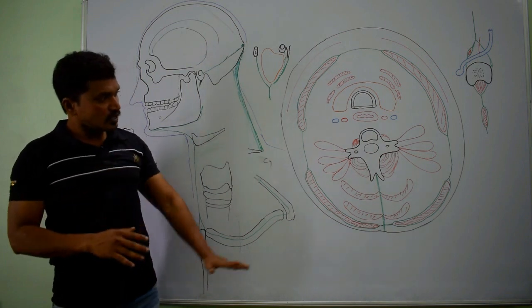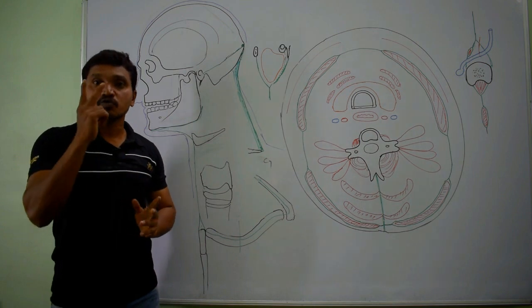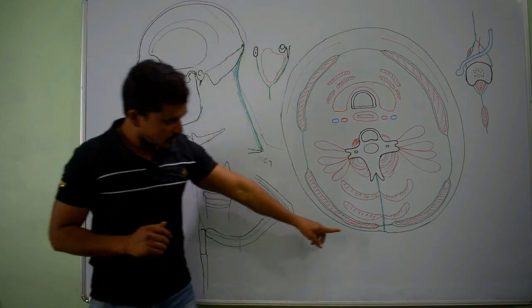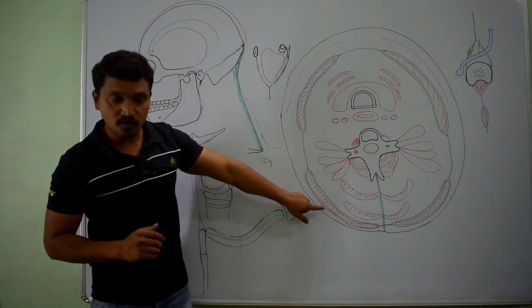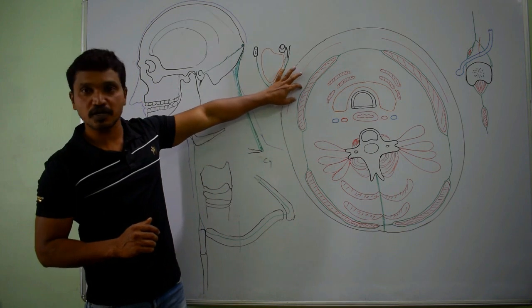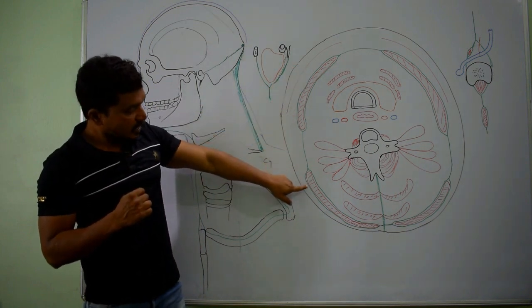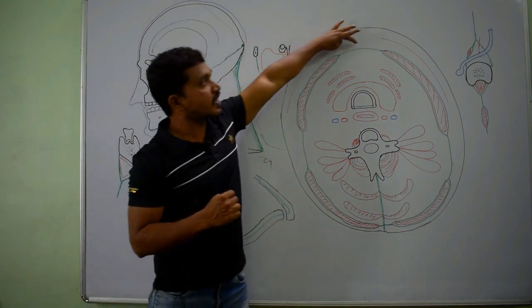Right? Actually, this investing layer of deep cervical fascia has two features. What are the two features? We will see now. Here, this is the investing layer of deep cervical fascia. It is enclosing the trapezius muscle and sternocleidomastoid. That means it is enclosing two muscles. Right? Then it is forming the roof for the posterior triangle and the roof for the anterior triangle.